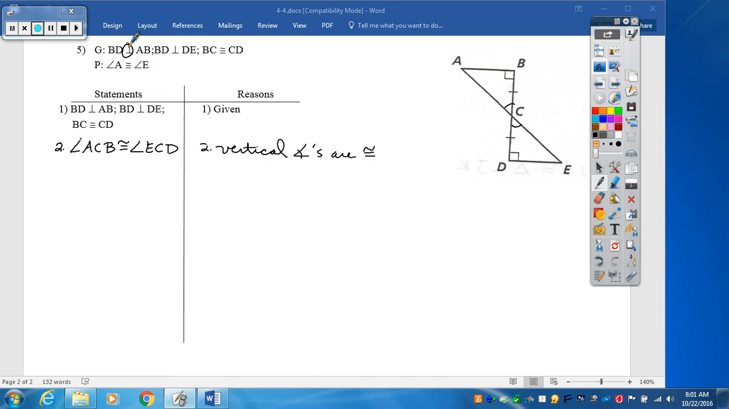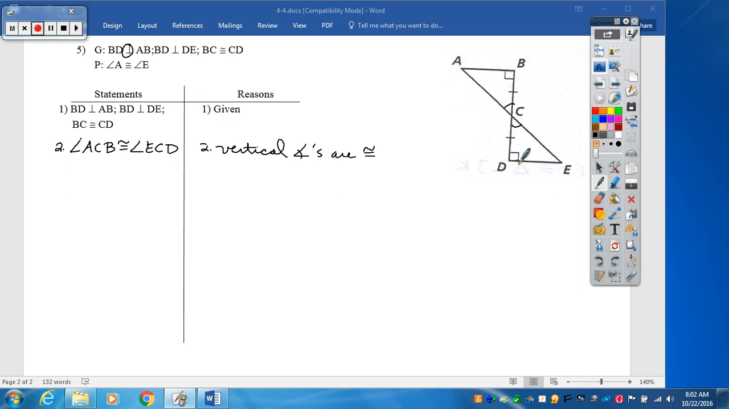So it says BD is perpendicular to AB, okay? And they went ahead and marked this right angle out already for you. I would never do that because I'd want you to interpret that for me. They also say BD is perpendicular to DE, so we have the right angle down here as well.